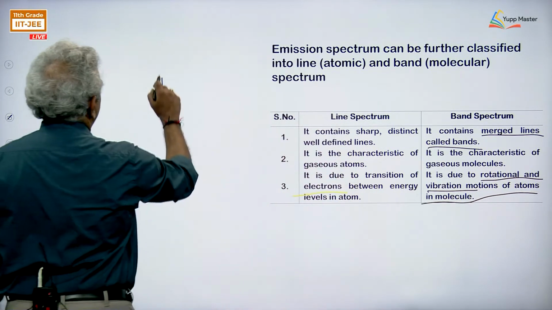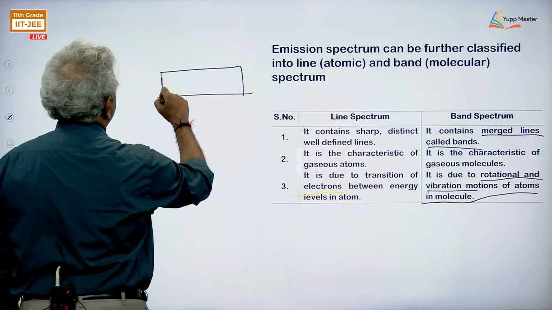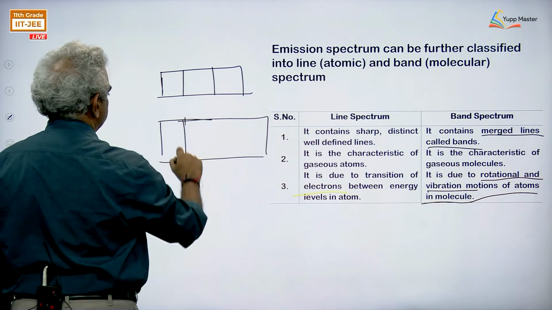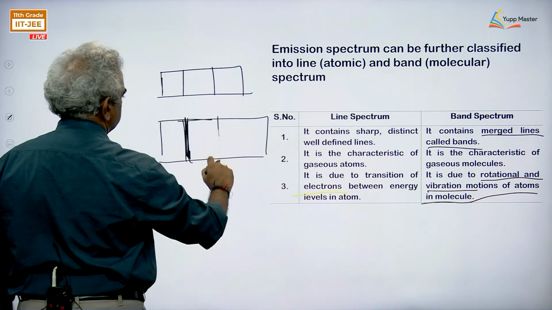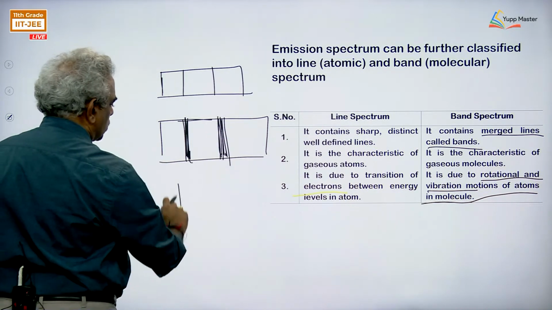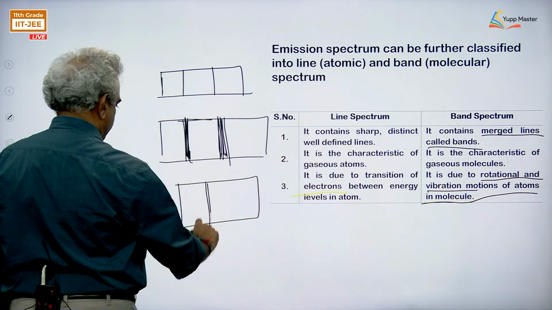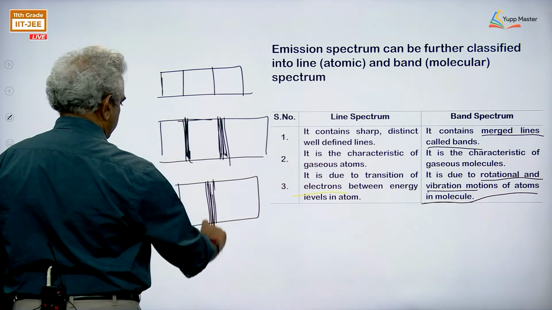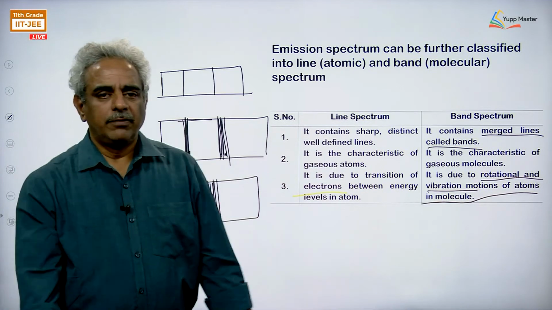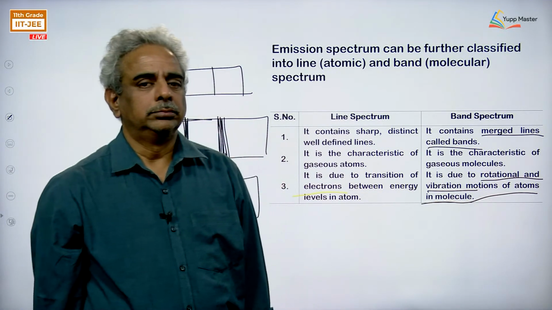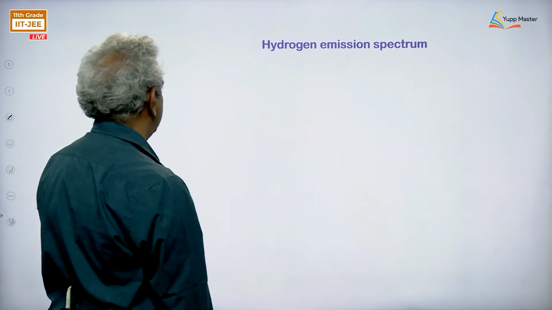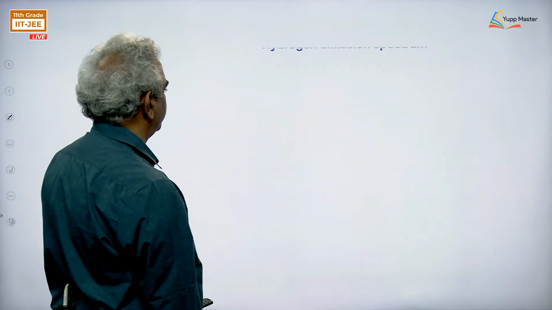So, atomic spectrum looks like this, molecular spectra look like this, and solid spectra look like this. Solids give a continuous spectrum. Anyhow, you know. So, among all the spectra, the simplest spectrum is hydrogen spectrum.